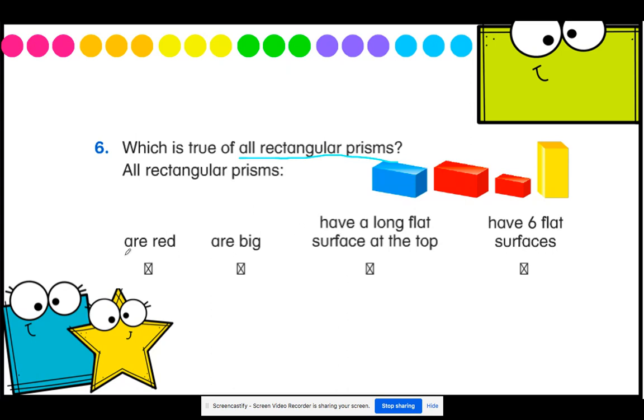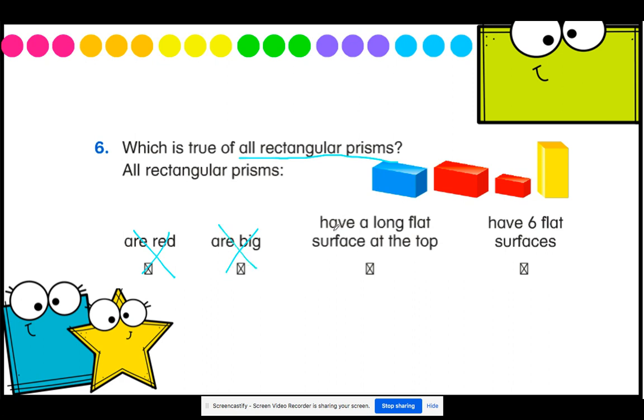First clue, they're all red. Are all of these rectangular prisms red? Shout out your answer. I hope that you said no, that is not true. Are all of these rectangular prisms big? Shout out your answer. I hope that you said no, that is not true of all of them.